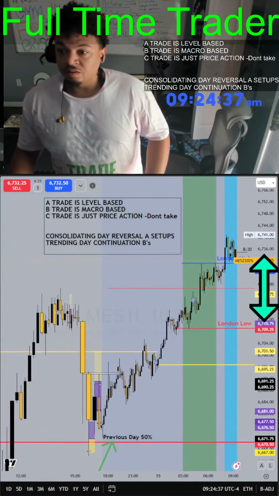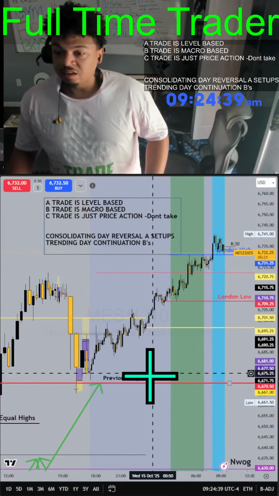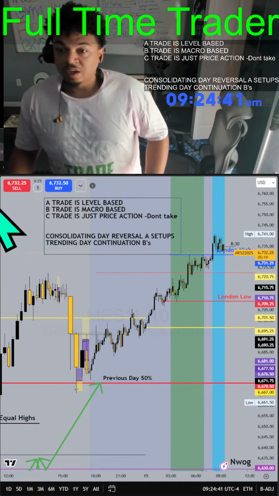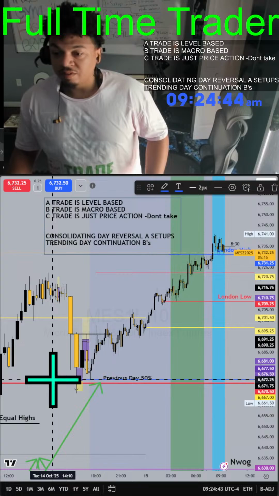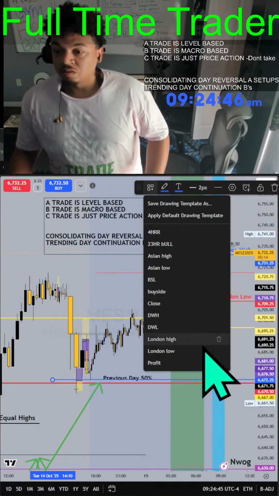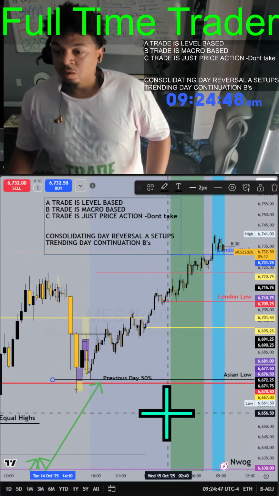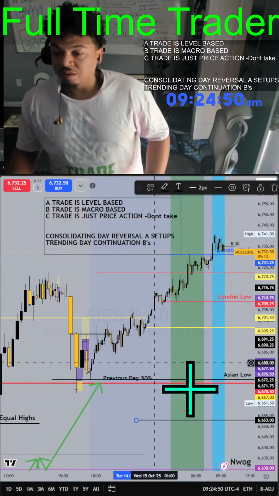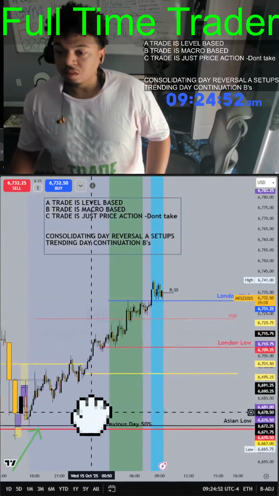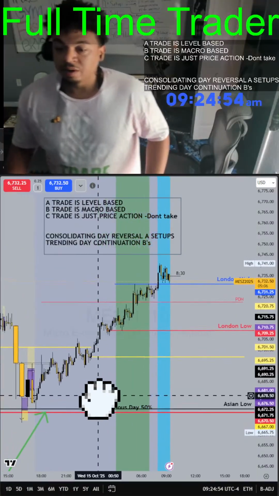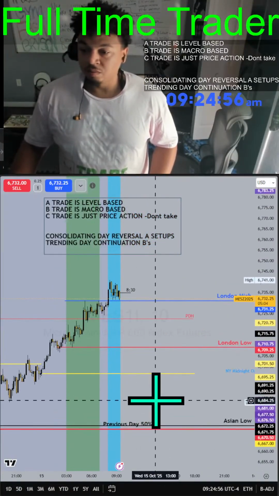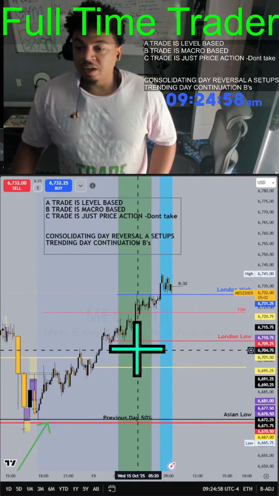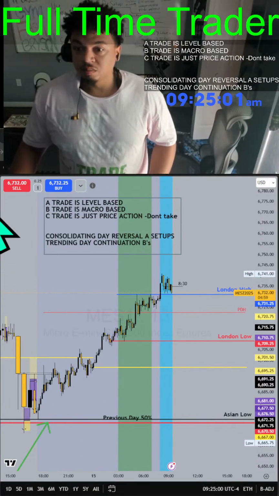Then let's do Asian. So Asian is going to be this lightly shaded gray area. So Asian low is going to be down here. We still have previous day's low. We have previous day's 50% level still on the chart, right? So we got Asian low very close to the 50% level, right? So that's a sign. And then Asian high is going to be somewhere up here.